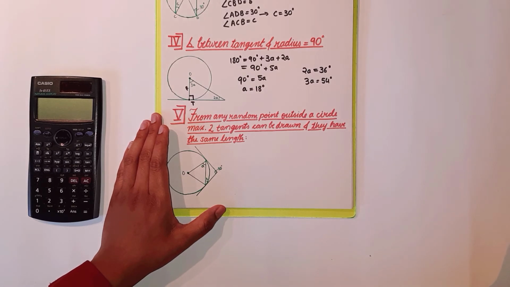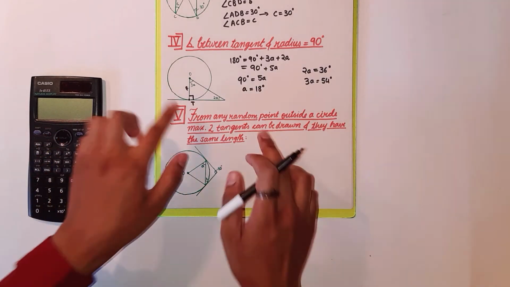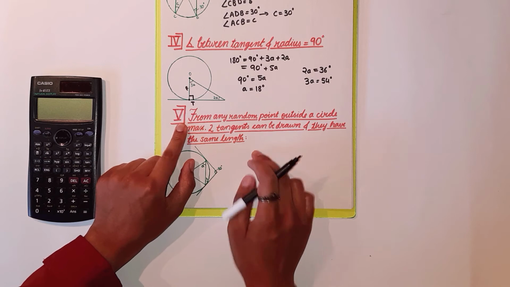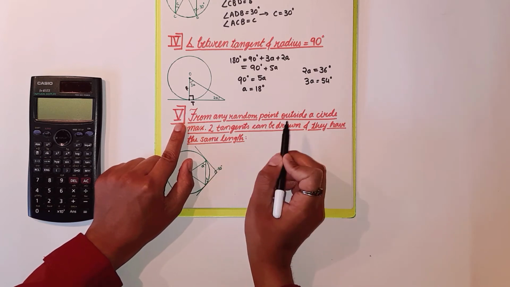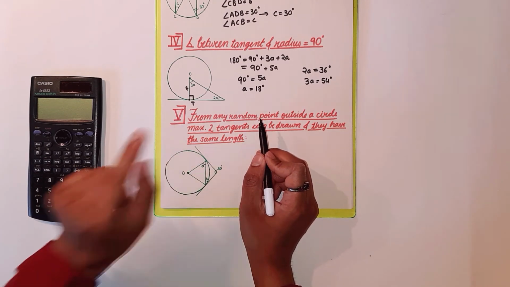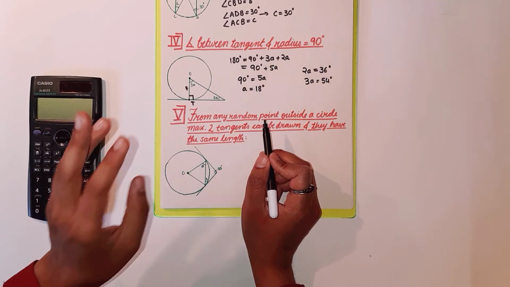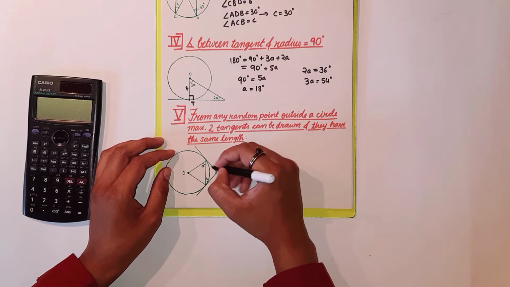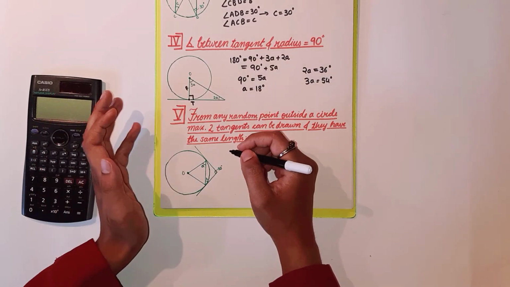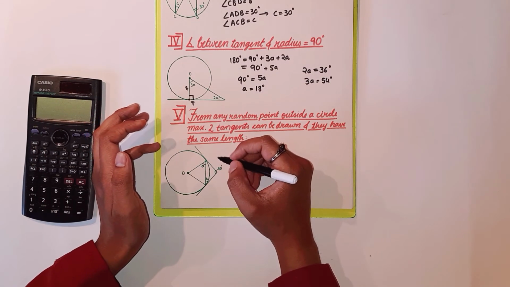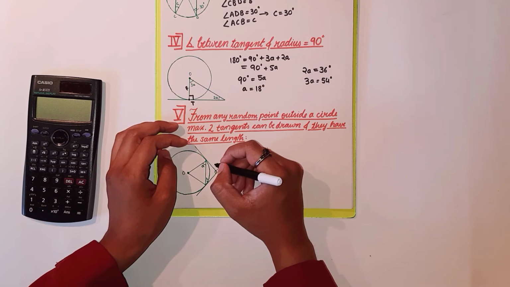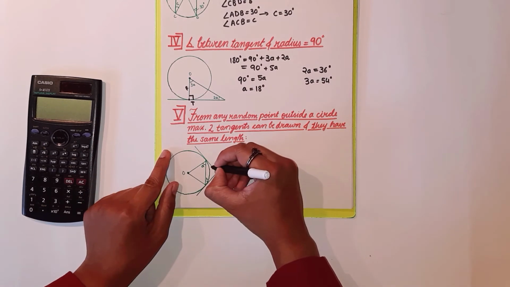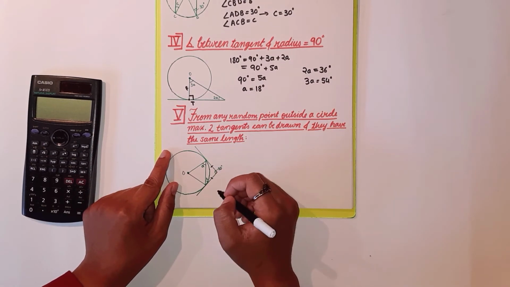So now let's come to the 5th one. It says, from any random point outside a circle, maximum 2 tangents can be drawn and they have the same length. So there are only 2 tangents that we can draw, and they have to have the same length. And because they have the same length, we have over here an isosceles triangle.